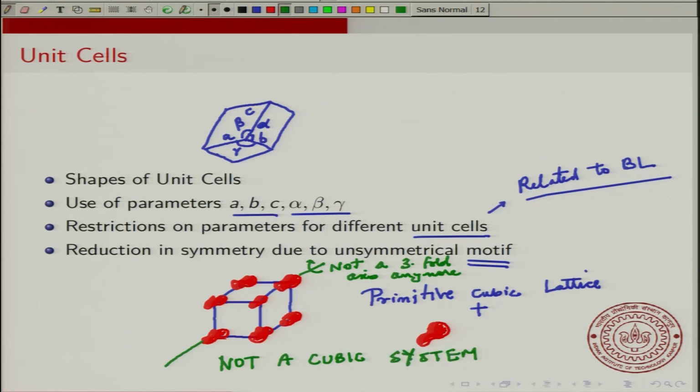So, it does not belong to a cubic system, and this is very important: the symmetry of the crystal is very different from the symmetry of the unit cell. The unit cell is a simple cube, okay, but the symmetry of the crystal is very different from that of the unit cell.